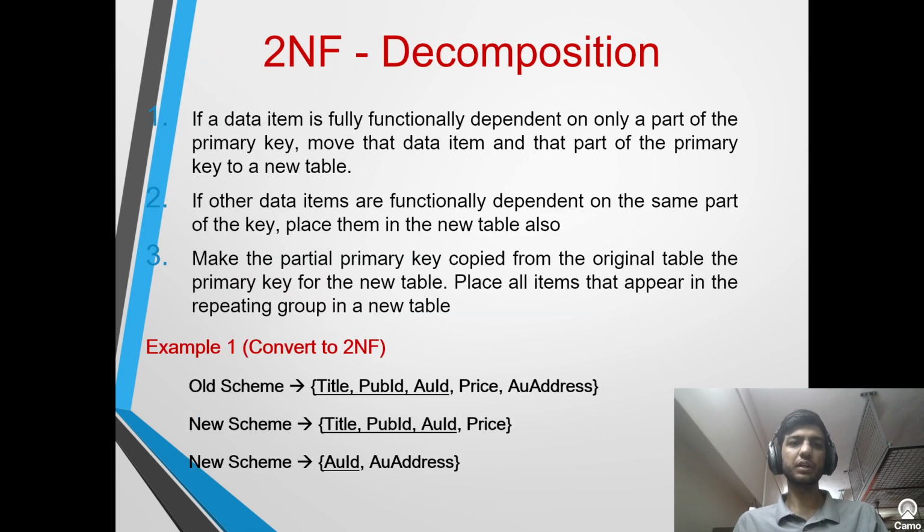And if you want to convert some schema into second normal form, we have to take the following steps. If a data item is functionally dependent on only a part of the primary key, move that data item and that part of the primary key to a new table. If the other data items are functionally dependent on the same part of the key, place them in the new table also. Make the partial primary key copied from the original table the primary key of the new table. Place all items that appear in the repeating group in a new table.